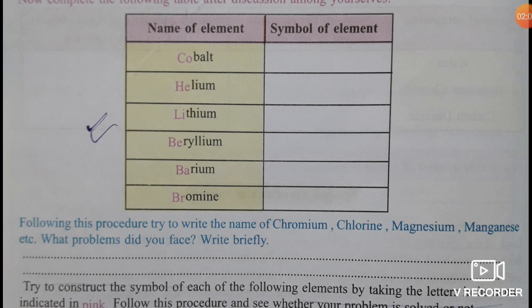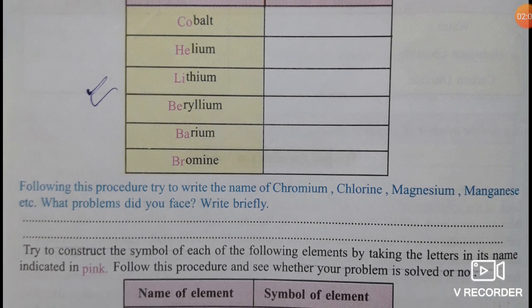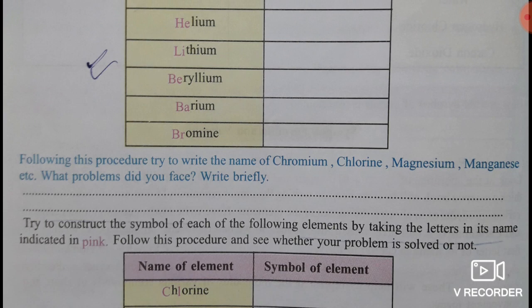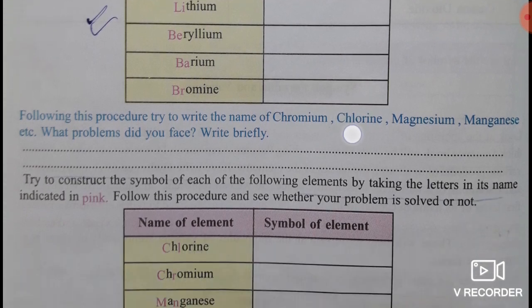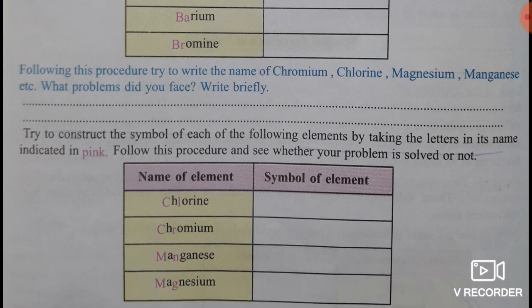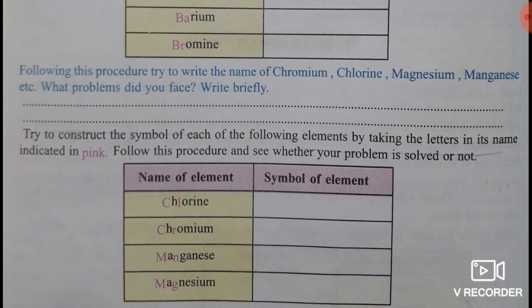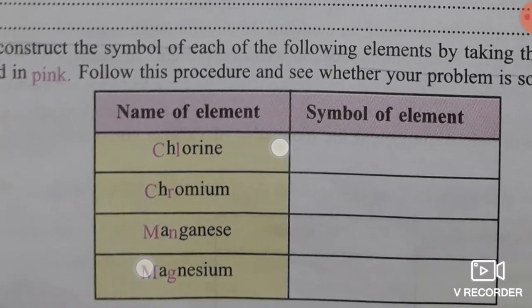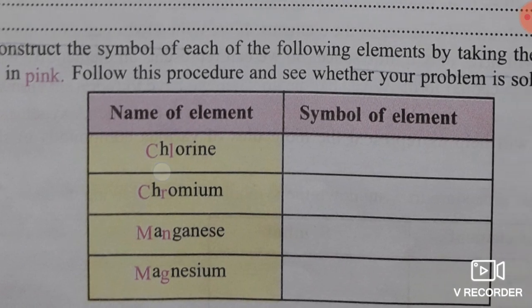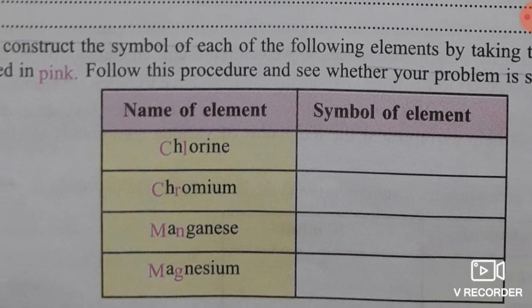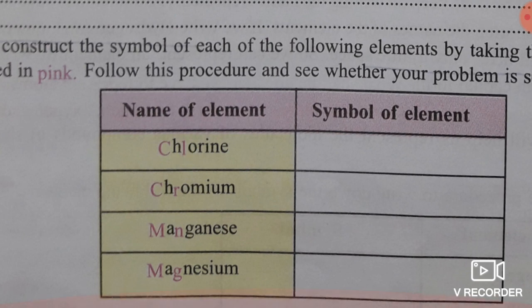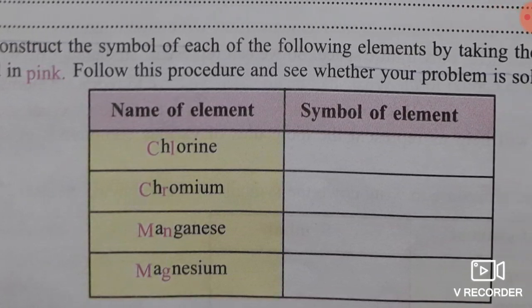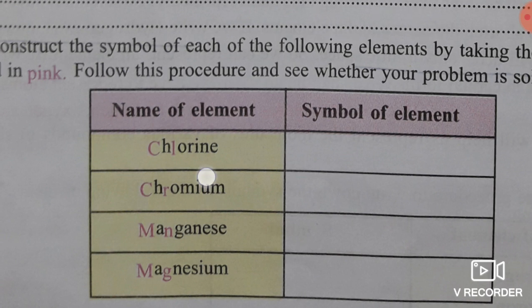And now again comes an element like chromium. So in case of chromium, chlorine, which is again starting with the letter C, in this case the third strategy is we will use the first letter and the third letter as a small letter. So for chlorine we can use Cl, the first letter as capital and third letter as small. For chromium Cr, for magnesium Mg. So in this way we can write the symbol of these elements.